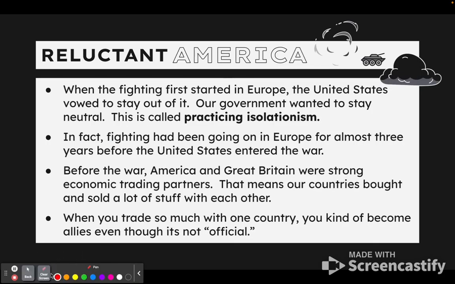America was very reluctant. Reluctant means that you are not excited and you are not quick to jump on the bandwagon of fighting in this war. When it first started in Europe, the United States vowed that they were going to stay out of it. We are not going to get involved. It does not directly impact us. Our government wanted to stay neutral. And this is what you call practicing isolationism. When we think of the word isolate, that means to be away from. Isolationism is to remain neutral and not get involved.